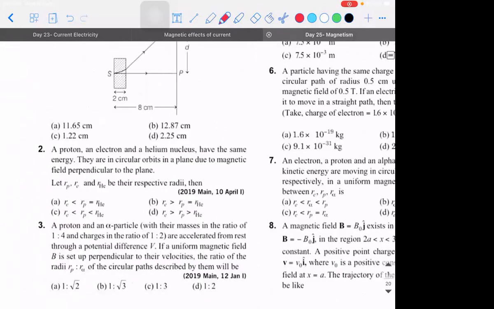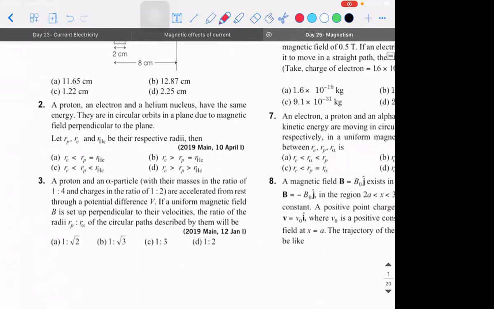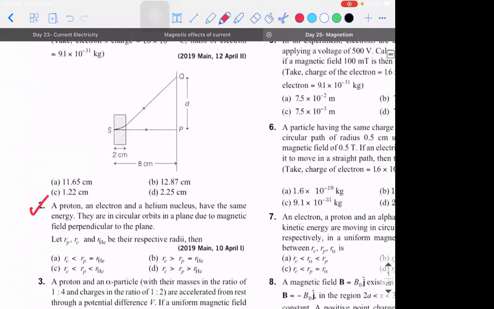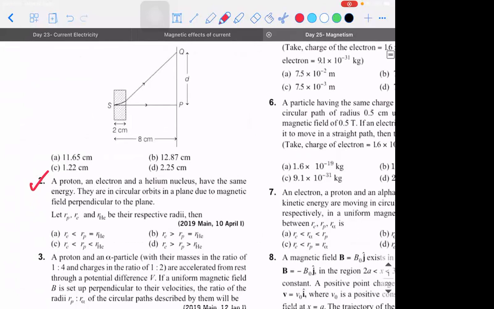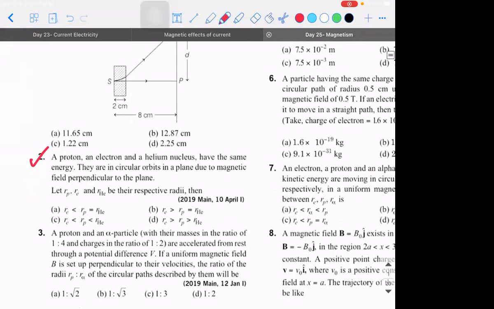So let me start with simple problems. Let's start with the second one. There is a proton, an electron, and a helium nucleus that have the same energy. They are in circular orbits in the plane due to magnetic field perpendicular to the plane. If that is the case, what is the relation between Rp, Re, and Rhe?